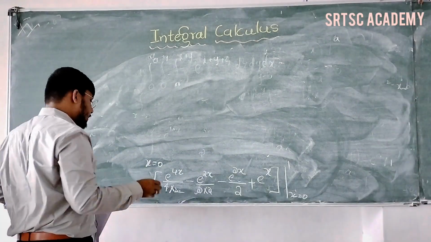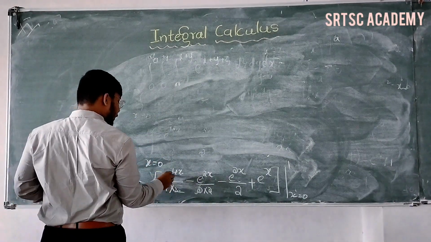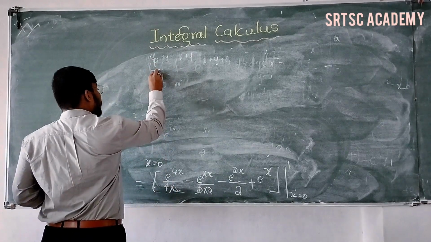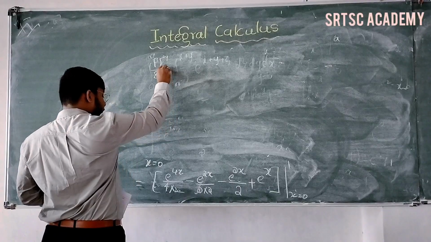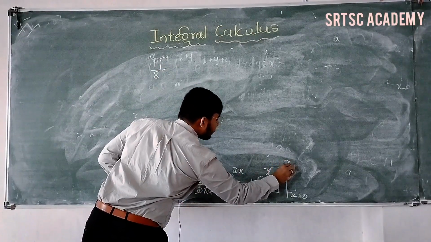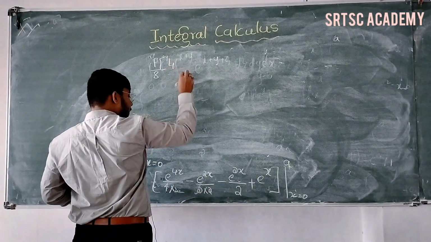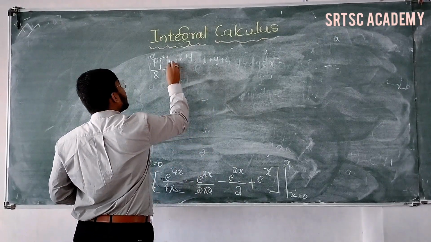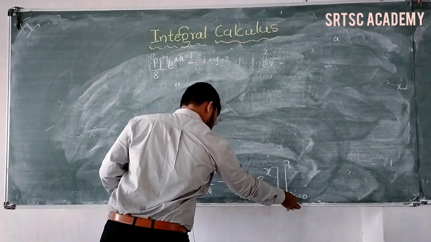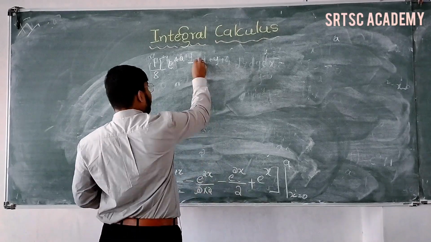Apply the limits. e^(4x)/8, since 4 into 2 is 8 and 1/8 is common. Apply the upper limit a: replace x by the upper limit. That becomes e^(4a) minus, for our lower limit, e^(4·0), that is e^0.